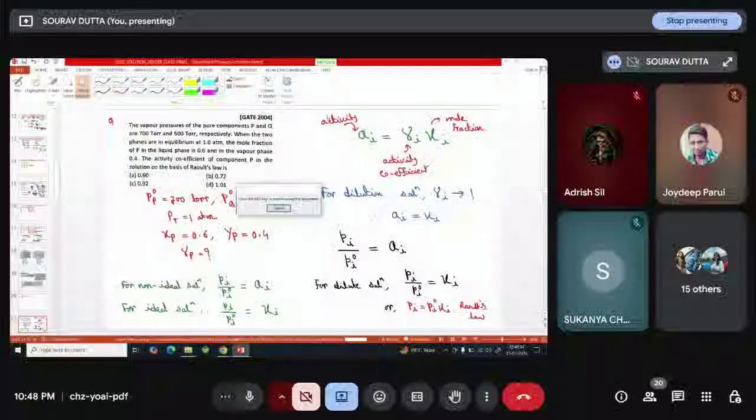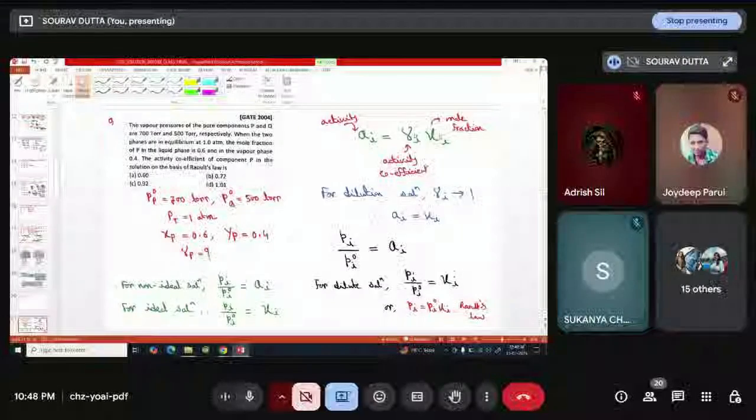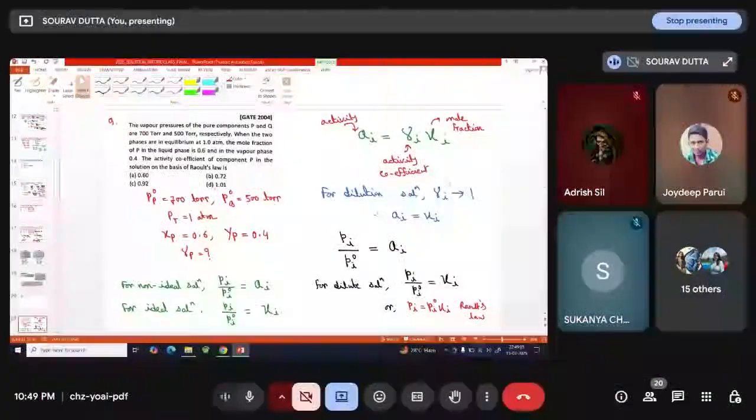So the concept is: activity equals activity coefficient times mole fraction. Here a_i is the activity of the ith component. What is activity? Activity is the effective concentration of a species in a mixture. So activity of the ith component equals the activity coefficient of the ith component times the mole fraction of the ith component. Now for a dilute solution, the activity coefficient tends to 1. So we can write activity equals mole fraction.